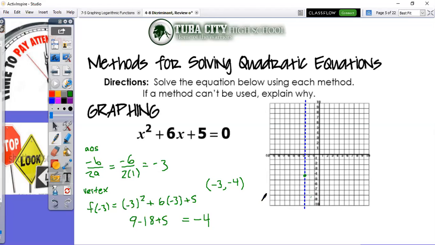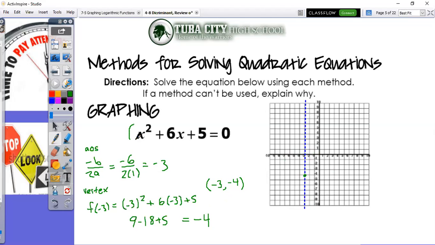And from here, I would usually make a table with a few values going up. So negative 2, 1, 0, maybe 1. And then a few values going down. So negative 4, negative 5, negative 6, negative 7. And then evaluate each one of those there.